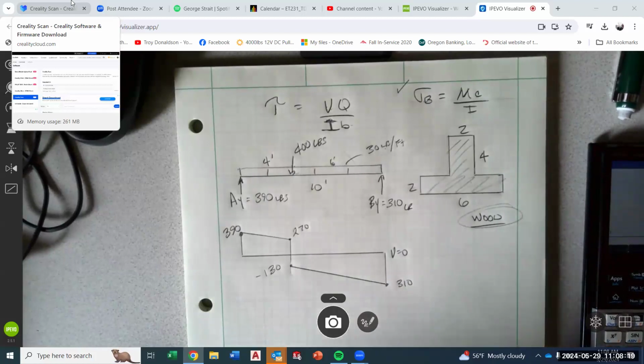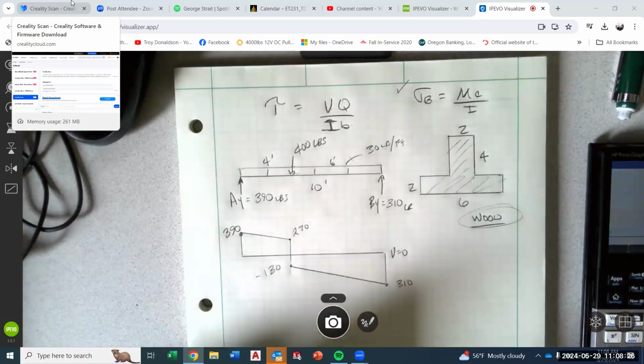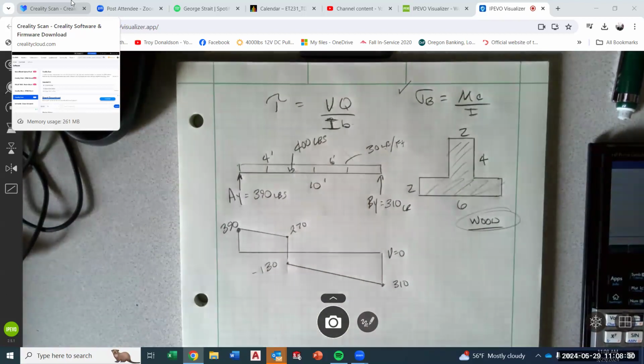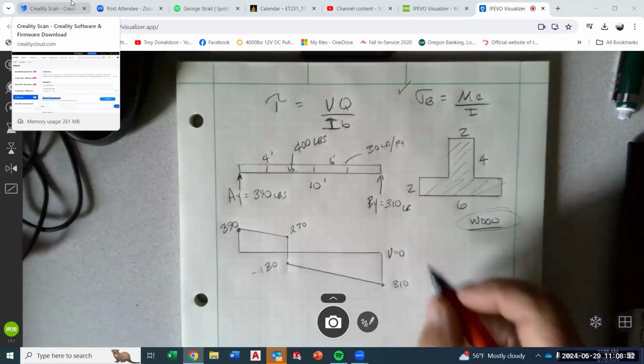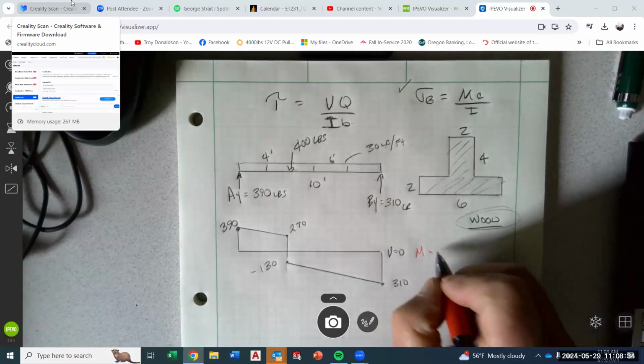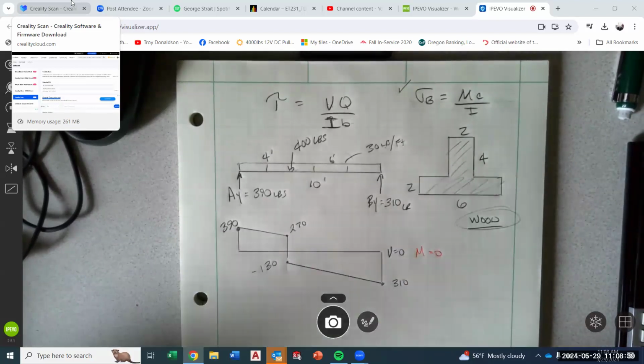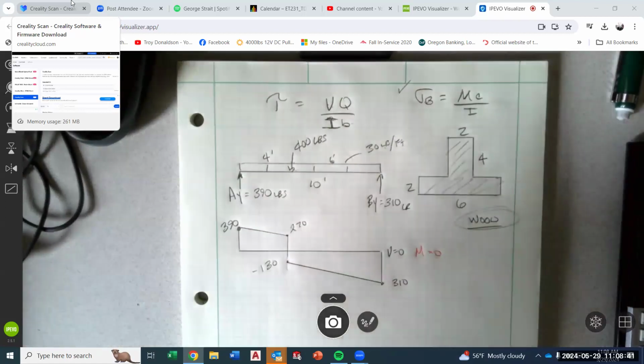And what's interesting is sometimes you'll see the moment diagram, just checking to make sure my pen works, it does, superimposed on the shear diagram. So that just saves some space on the paper.